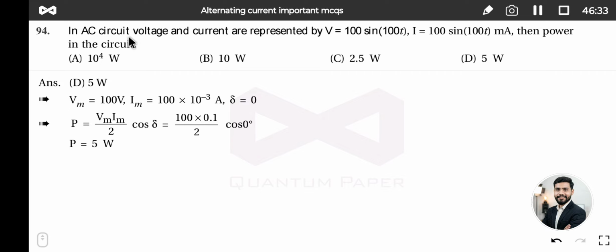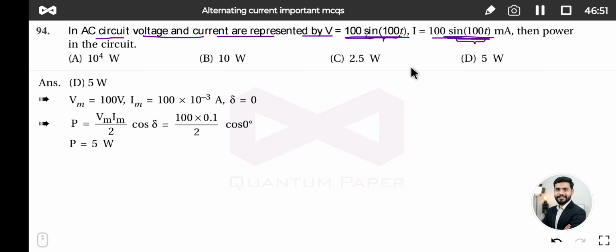In an AC circuit, voltage and current are represented by V is equal to 100 sin 100t, I is equal to 100 sin 100t. So if you see the equation properly, there is no change in the phase difference. Here also sin 100t, here also sin 100t. So both current and voltage are in the same direction. That means it is nothing but a circuit connected with resistance R only.